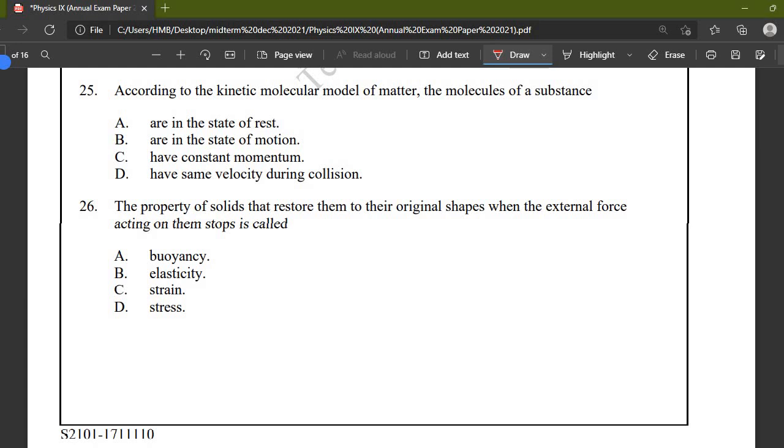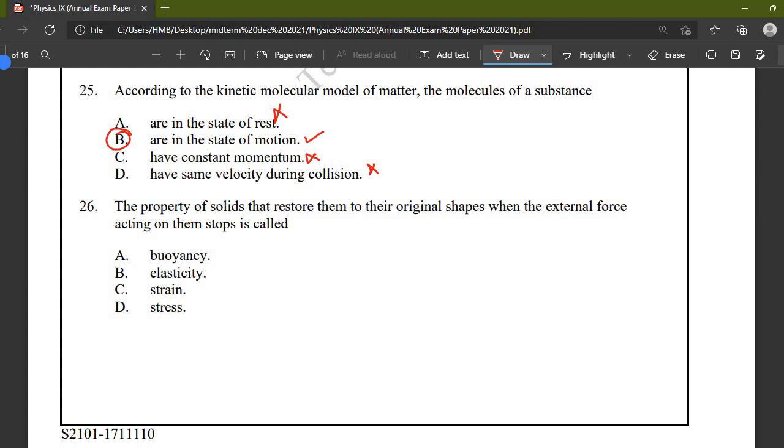Let's see question 25. According to the kinetic molecular model of matter, molecules of the substance are in the state of rest. That is incorrect. They are in a state of motion. They have the constant momentum. They have the same velocity during collision. So option B is the right answer. Molecules are moving with different velocities. They have different momentum. And when they collide, the velocity changes. So option D is also incorrect. So the right answer is option B.